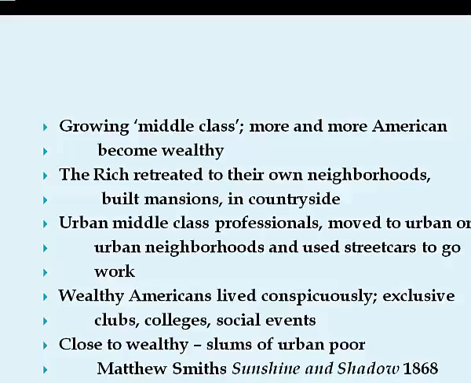Now, these wealthy Americans were very conspicuous. They're called noble-rich, and they lived a lifestyle of the aristocrats in Europe. They wanted to buy luxury goods. They wanted to join exclusive clubs, send their children to exclusive colleges. And, of course, their social events were very, very exclusive. But not far from the homes of the wealthy were what we call the slums of the urban poor. And the difference between the two worlds was captured quite well by Matthew Smith in his 1868 bestseller, Sunshine and Shadow in New York.